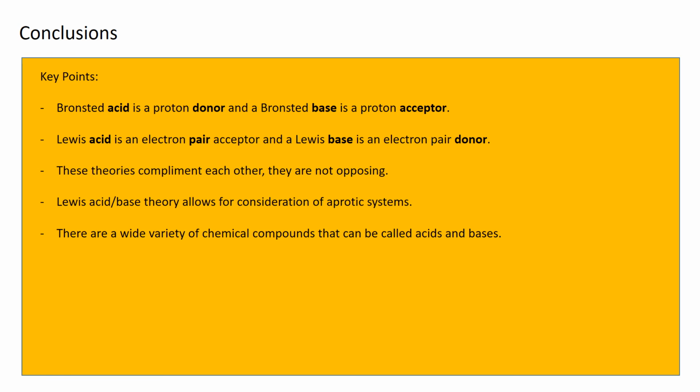And the important consequence of the Lewis theory is that it allows us to consider aprotic systems. And hopefully what I've shown you is that there are a wide variety of chemical compounds that can be called acids and bases, and they don't always have to involve a proton.